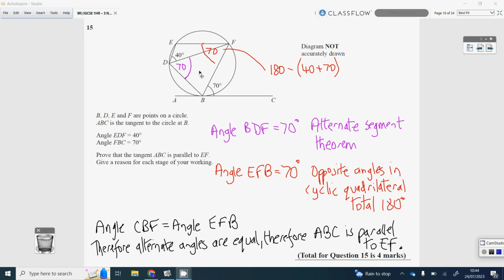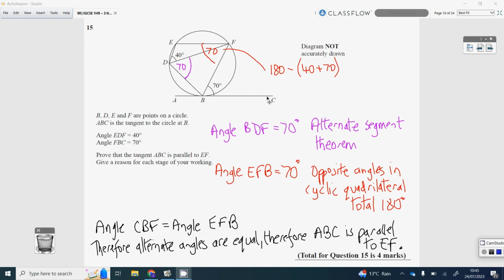Now, another circle theorem is opposite angles in a cyclic quad add up to 180. So this angle here, this angle BDE is 110. So this angle over here must be 70 degrees, this bit in red being opposite angles in a cyclic quadrilateral total 180 degrees. And then finally, we can now conclude that EF must be parallel to ABC because of the alternate angle theorem.